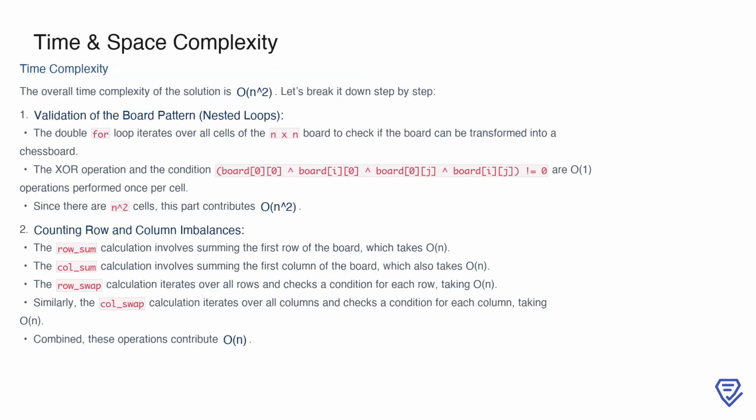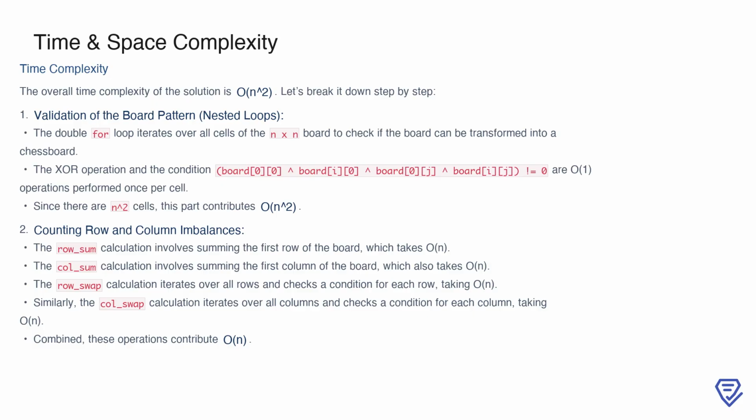The time complexity of our solution is n squared, and this primarily comes from the validation process. First, we need to check if the given board can actually be transformed into a valid chessboard. This involves a nested loop that iterates over all the nxn cells of the board. For each cell, we perform an XOR operation combined with a condition to ensure the board adheres to the chessboard pattern. Since these operations are constant time, O(1), performing them for each of the n squared cells gives us a time complexity of n squared for this step.